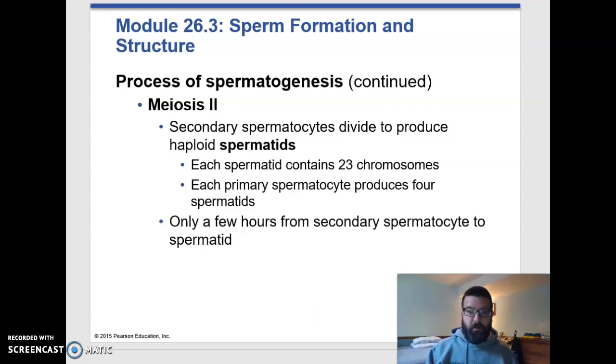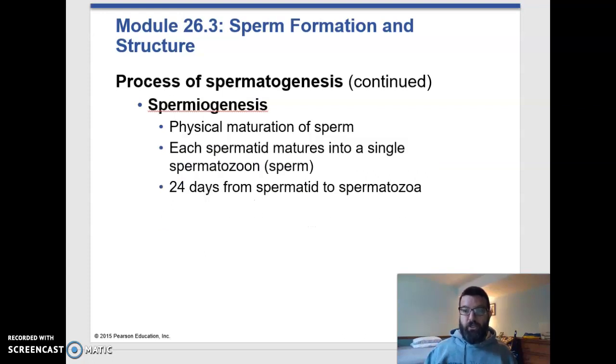Again, these are not spermatozoa or sperm yet, right? They are spermatids. They are genetically the same as sperm, but physically they need to mature. That physical maturation is the 3rd process in spermatogenesis, and it's called spermiogenesis.